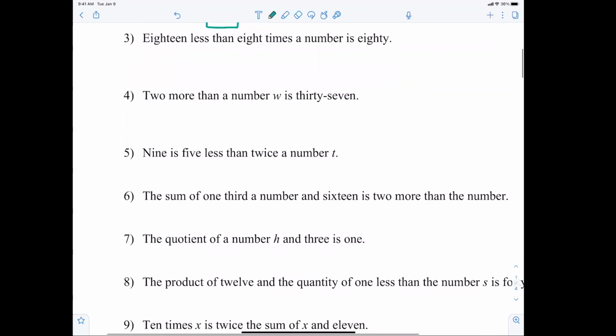I want everybody to write down what they think. 18 less than 8 times the number is 80. Everybody write that down. I'm going to see how close you are. I'm going to let you try it. I'm going to say it one more time. 18 less than 8 times the number is 80.